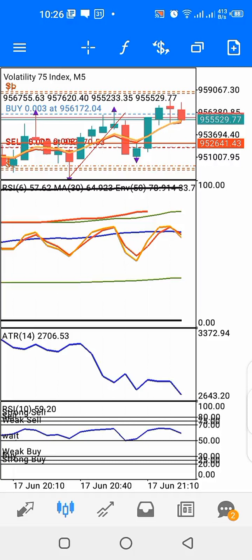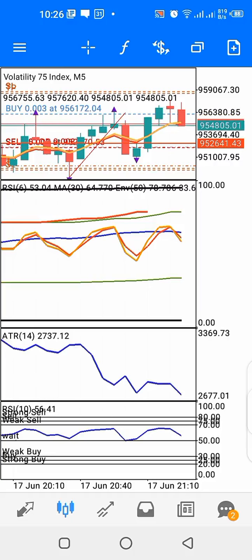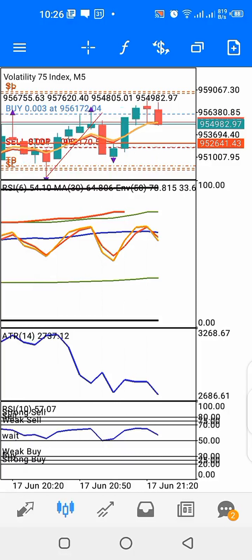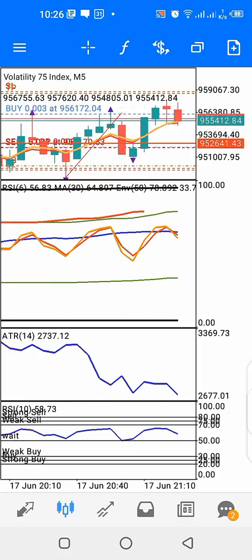So as price is now, if it continues downwards, you may have a sell stop. If it triggers your sell stop, your sell stop becomes a sell order, and you expect price to continue to go down, then you'll be in profit. But as price is right now, if it continues to go up, you may have your buy stop. If price gets to the buy stop, it will trigger it, and your buy stop will turn to a buy order. Then you expect price to continue upward, then you'll be in profit.